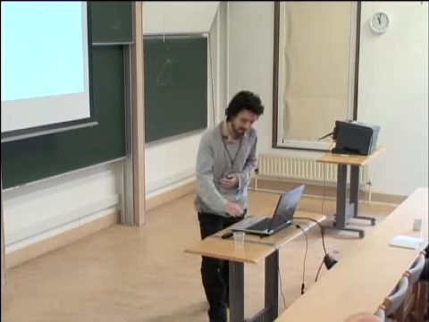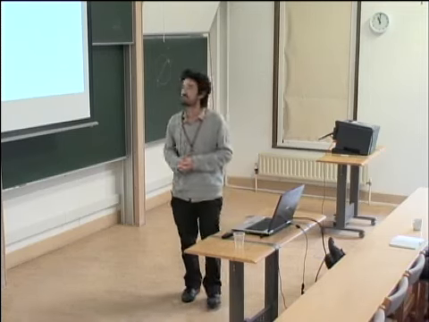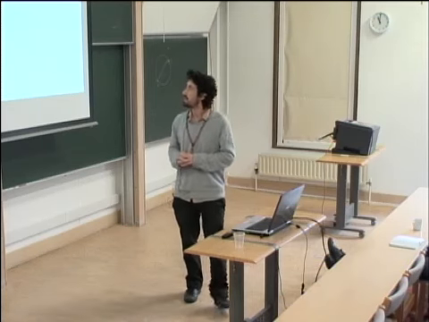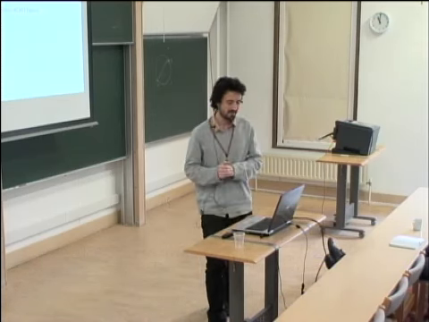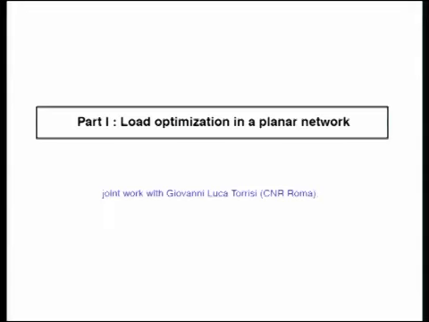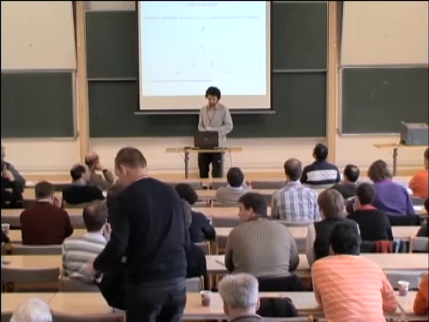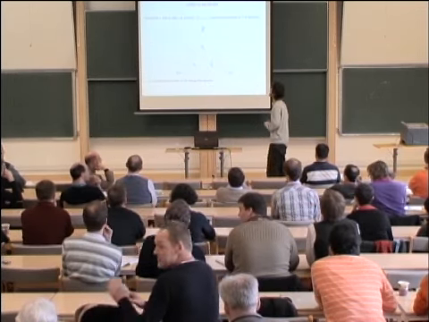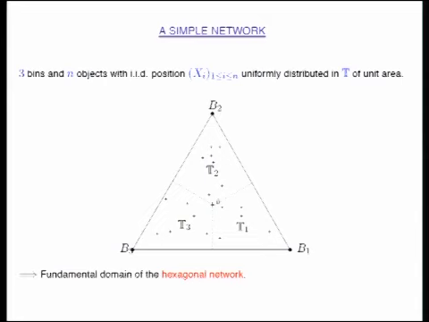So I will try to speak about two different loosely related topics. The first one, I have already talked about it a couple of times, so maybe some of you have heard about it. It's a joint work with Gianluca Torrisi, who is in Rome. So it's a very simple question where you take this shape, a triangle, with 3 bins, and you drop endpoints in this triangle, and you want to allocate each point to 1 bin.